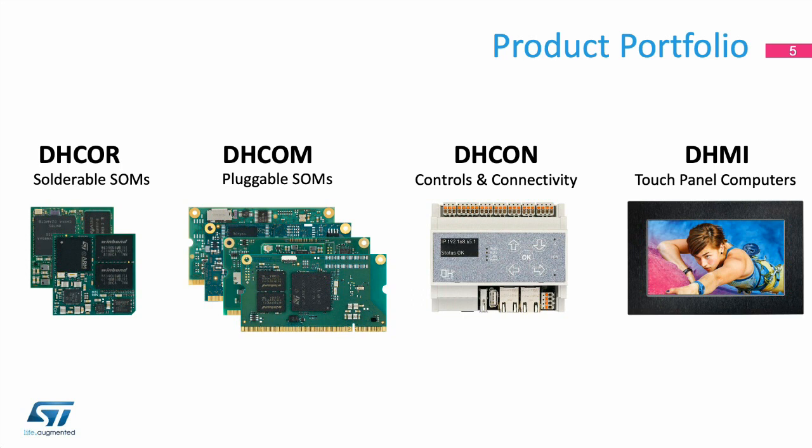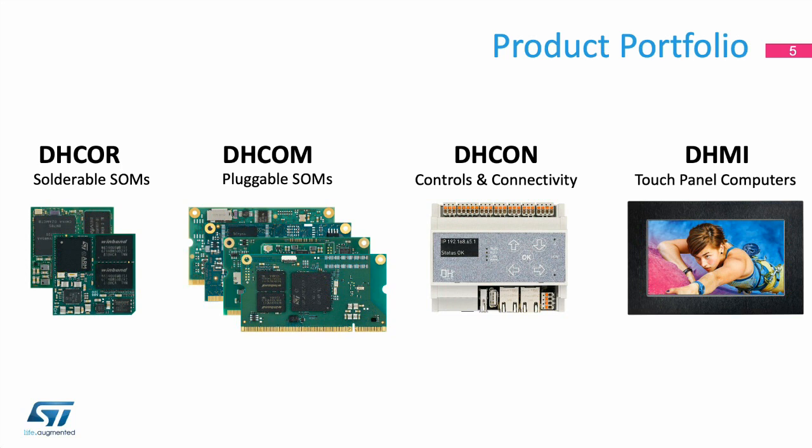And to the right hand side, you see the DHCON and the DHMI. The DHCON is our IoT product, and this is used as an IoT gateway. So you can put this device into a switching cabinet, and from here you can put it on a D-rail and connect to all your existing electronics, or hook it up to your local network and do maybe some edge calculation. And from there you can put your information up to the cloud.